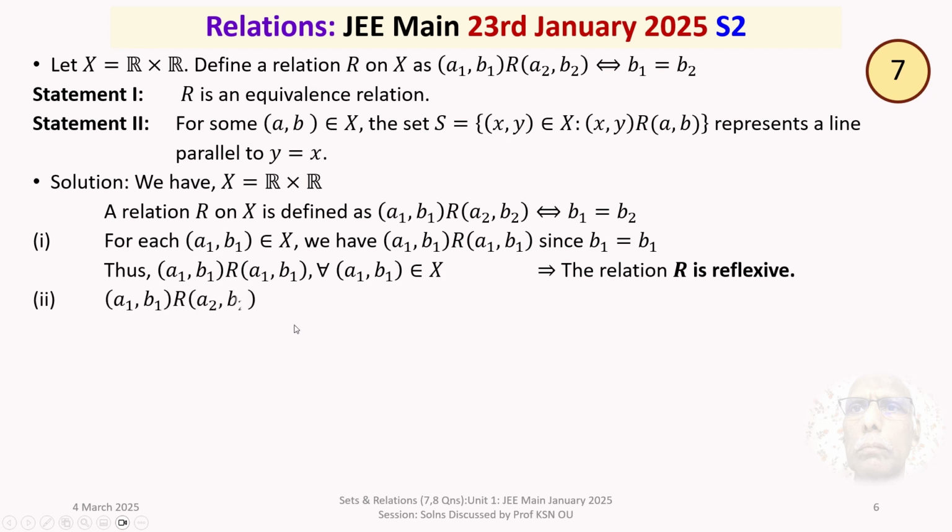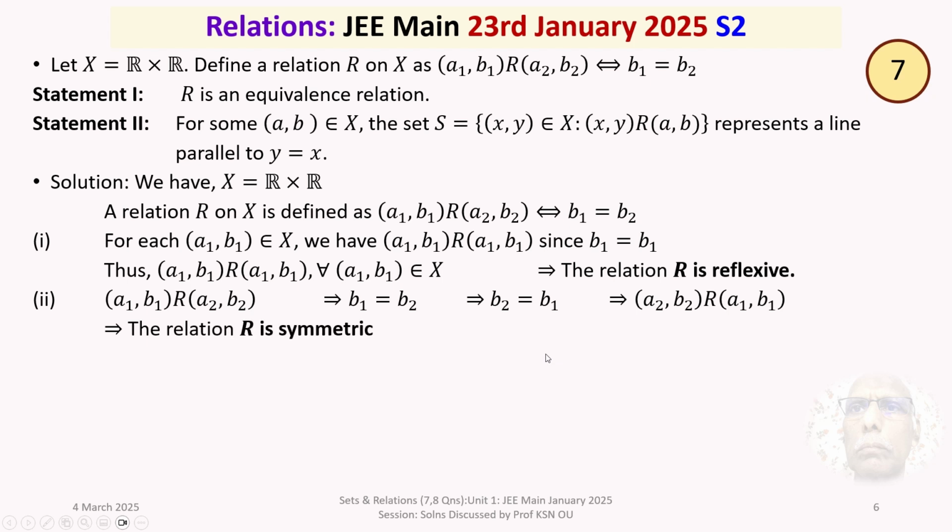Let's see its symmetry. Is it symmetric? A1, B1 related to A2, B2 implies their second components B1 is equal to B2. B1 is equal to B2 implies B2 is equal to B1. Therefore, A2, B2 related to A1, B1. So, whenever A1, B1 related to A2, B2, we have A2, B2 related to A1, B1. Thus, the relation R is symmetric.